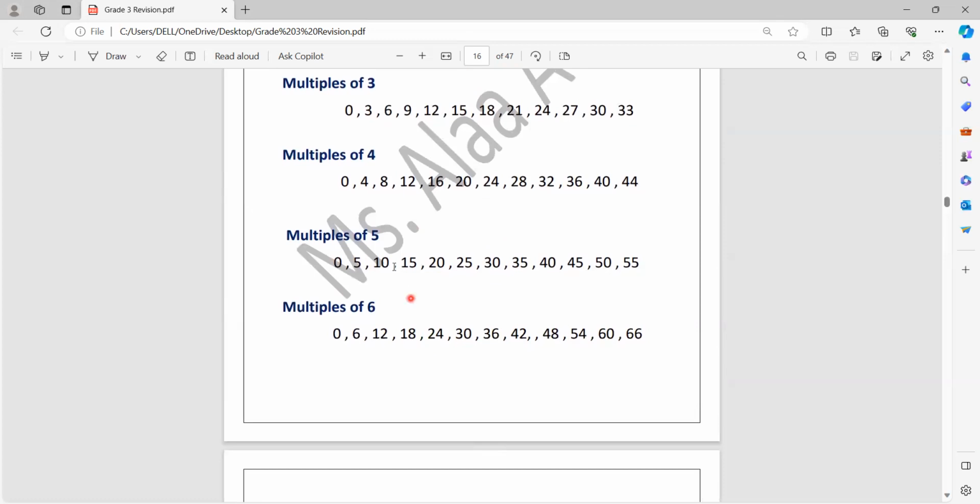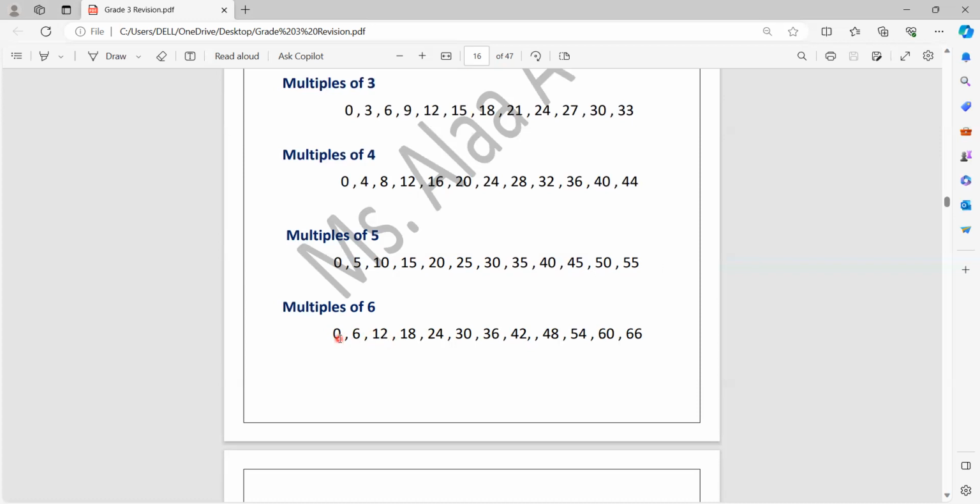Multiples of 5. In timetable 5, we jump by 5. So we have 0, 5, 10, 15, 20, 25, 30, 35, 40, 45, 50. These are multiples of 5, or timetable 5. What about multiples of 6? You are going to say timetable 6.